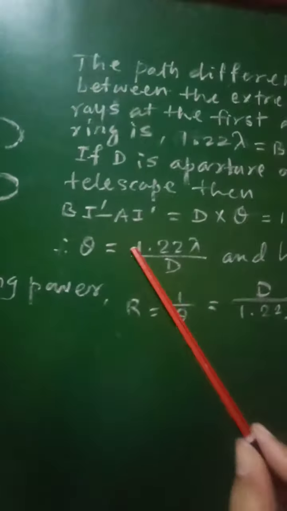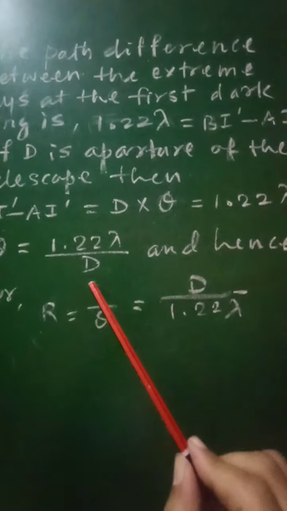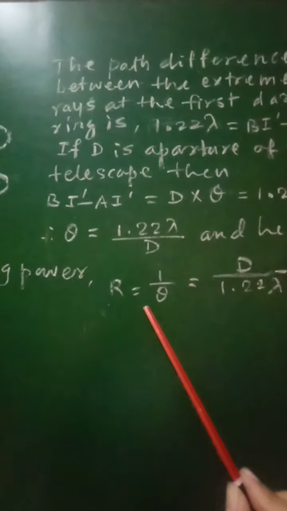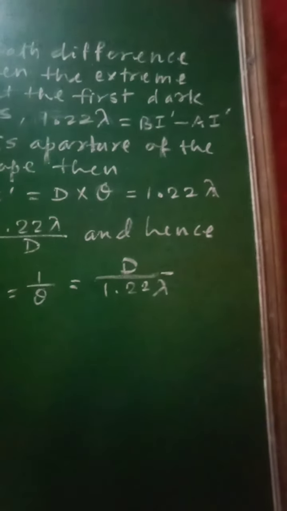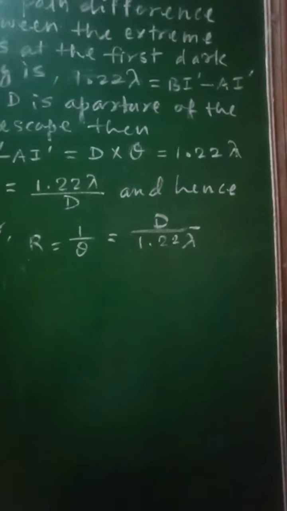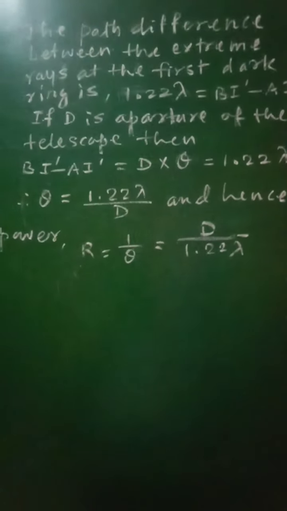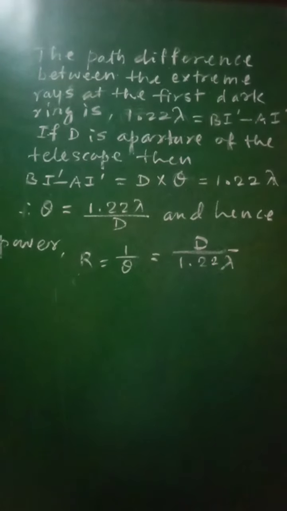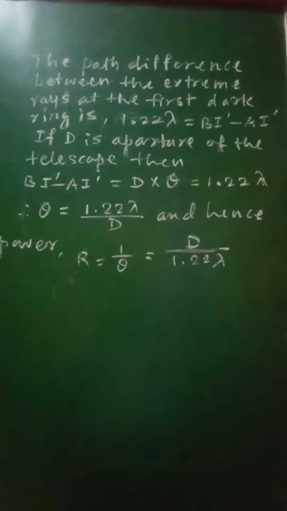And therefore from this relation we can write theta equal to 1.22 lambda upon D, and hence the resolving power, which is the reciprocal of theta, that is 1 by theta, will be equal to D upon 1.22 lambda. Now this equation gives the resolving power of the telescope. From this relation it is clear that to increase the resolving power of the telescope, the aperture of the objective, that is D, must be as large as possible.